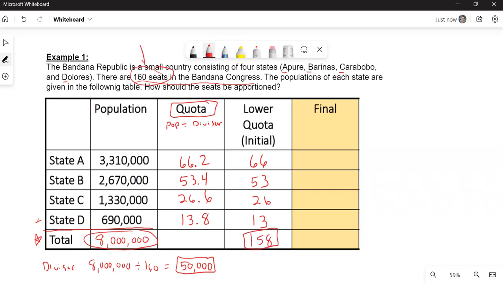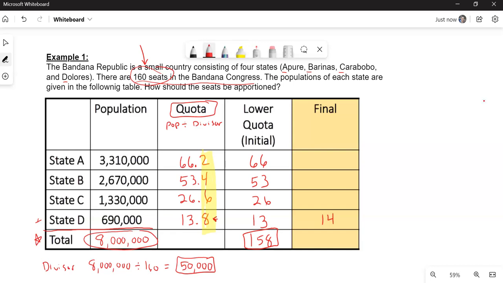Now, in our apportionment rules, we always have to give out the total number, which in this case is 160. So I have 2 seats left. The way that I give out those seats is I look at the decimal parts. I look at these decimal parts over here, and I give it out to the largest decimal part. So my next largest decimal would be state D, which has a 0.8. So I'll give them one additional seat.